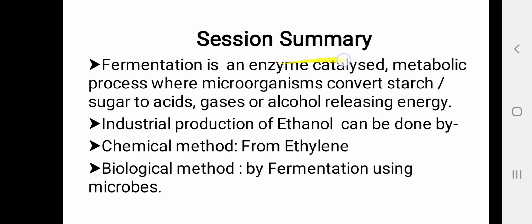Now let us summarize. Thus fermentation is an enzyme catalyzed metabolic process where microorganisms convert starch or sugar to acids, gases or alcohol, and in the process energy is released. Industrial production of ethanol can be done by two methods, either by chemical method from ethylene or by biological method by fermentation using the microbes.